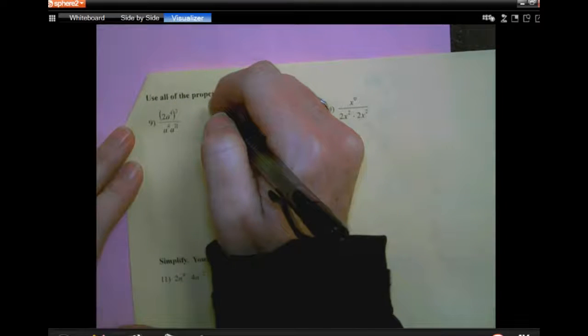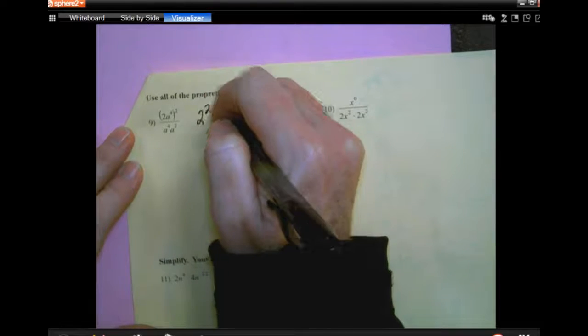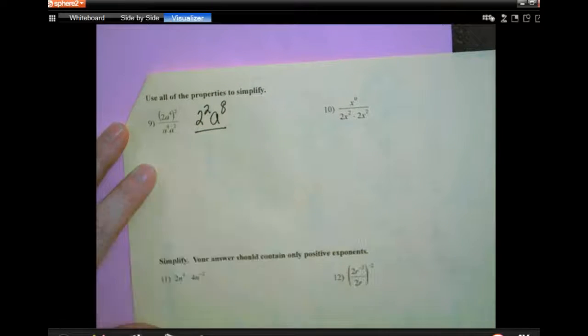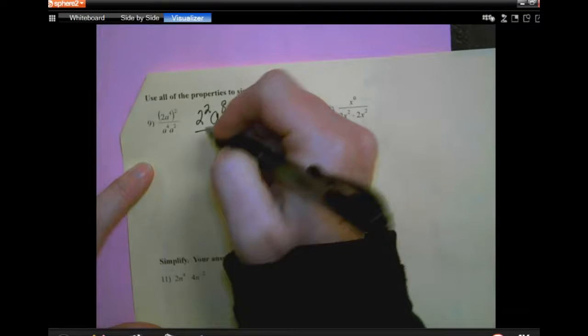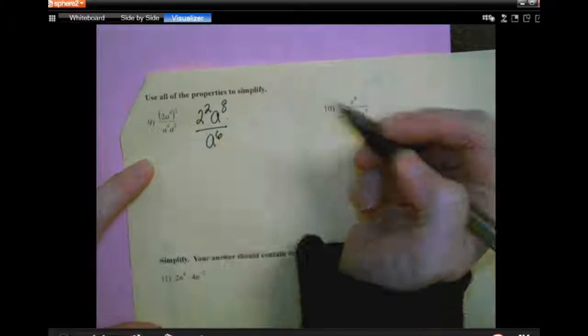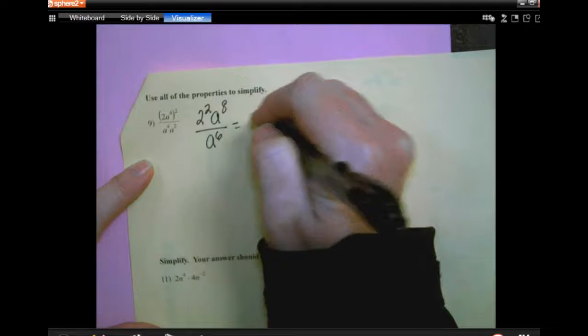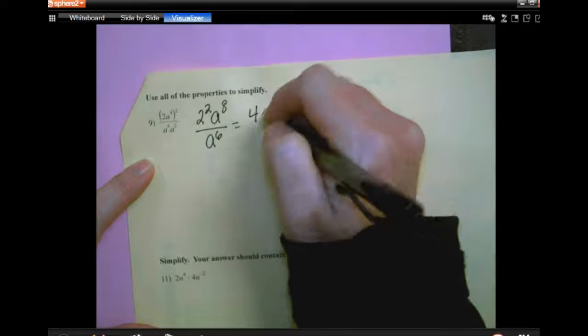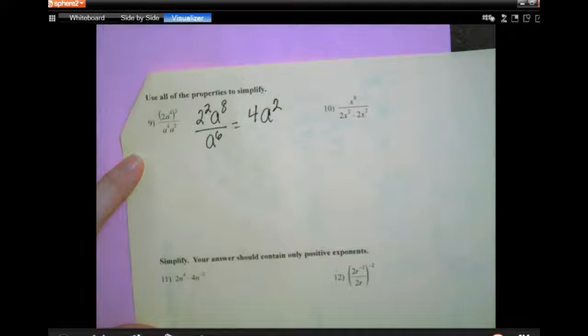All right. So I have to distribute the 2, so I get 2 to the 2nd, a to the 8th over, and on the bottom, I have a to the fourth and a to the second. So I add those, and what does that become? A to the sixth. So 2 to the second gives me 4. 8 minus 6 gives me 2. So you get 2a to the second.